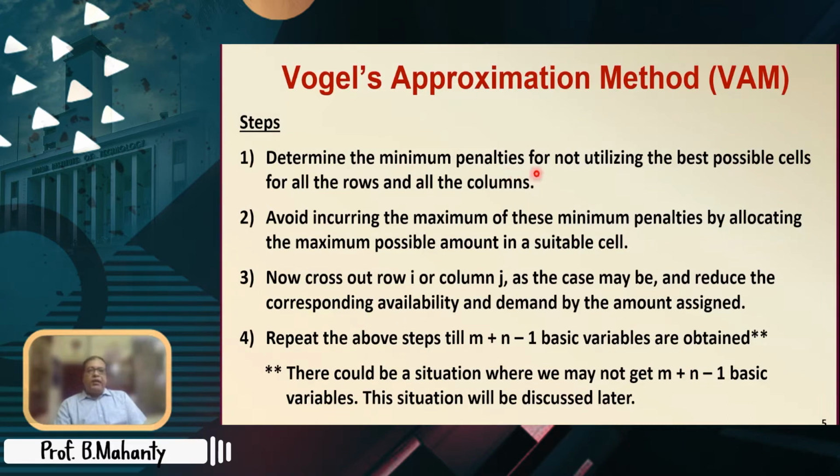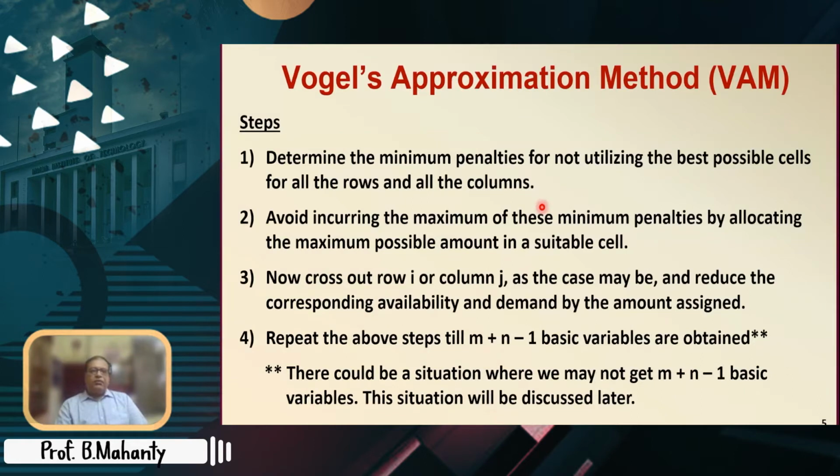Determine the minimum penalties for not utilizing the best possible cell for all the rows and all the columns. So what I said, irrespective of whether the problem is of minimization or maximization, the Vogel's approximation method rules are going to be the same. Only the interpretations are going to be different. So what is different in case of maximization problem? Read the first step and can you tell me where we are different in case of maximization?